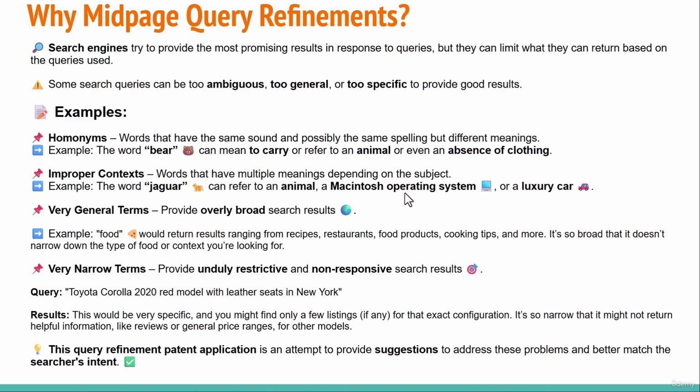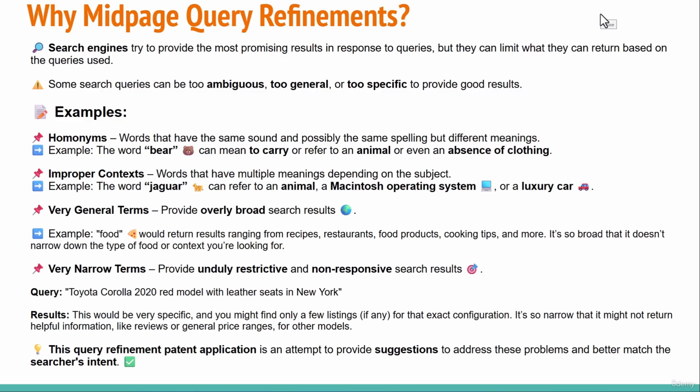Then there are very general terms that are excessively broad, such as food. With food, the search engine does not understand whether the person wants recipes, restaurants, food products, or cooking tips. It is too broad and difficult to understand. Next are too specific terms, meaning very narrow terms. These are excessively narrow. For example, a query is Toyota Corolla 2020 red model with leather seats in New York. These results are so specific that very few search results will appear, and most likely the search results that do appear will not even be relevant.